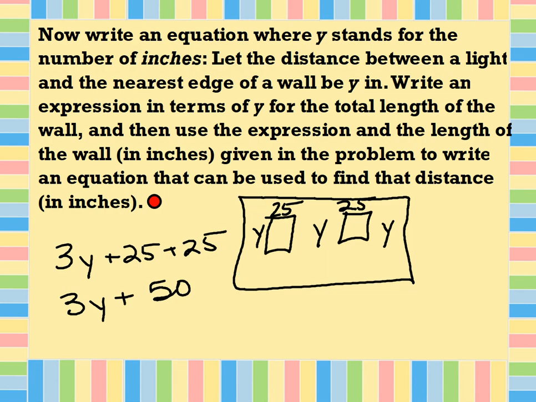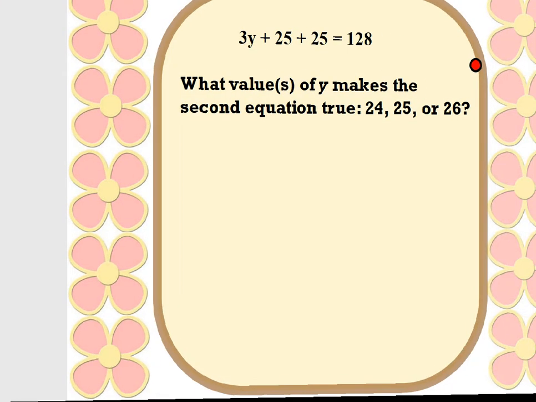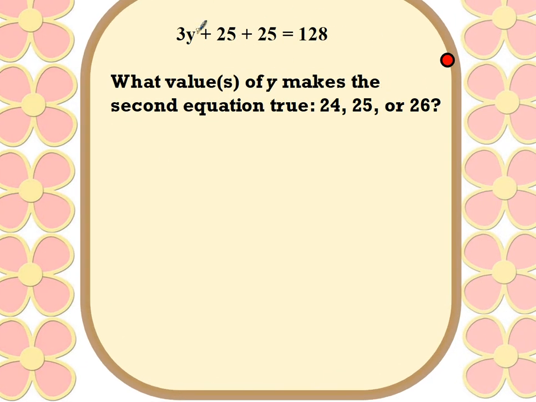Okay, so as we go over here to this next problem, we have 3y plus 25 plus 25 equals 128, which was our total length of our wall. And it says which one of these is going to be the solution.